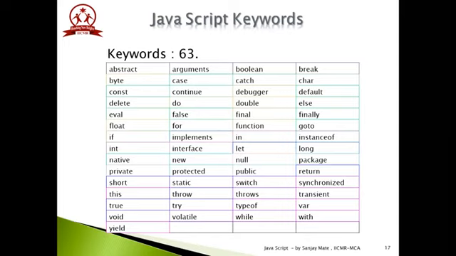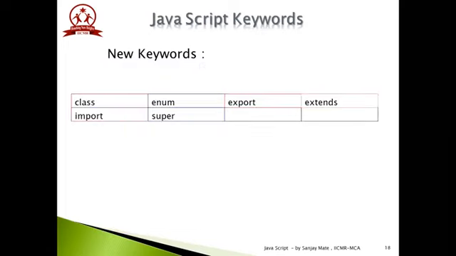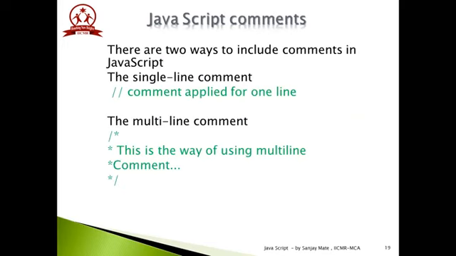If you use one by mistake, it will give you an error. So these have predefined meanings. Therefore, don't use them for your coding purposes or for identifiers. These are the new keywords which were added afterward: class, enum, export, extend, import, and super.